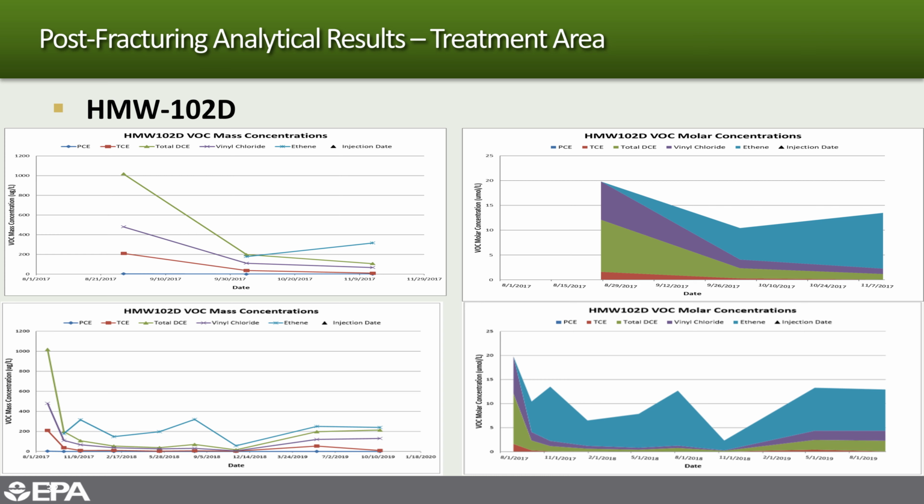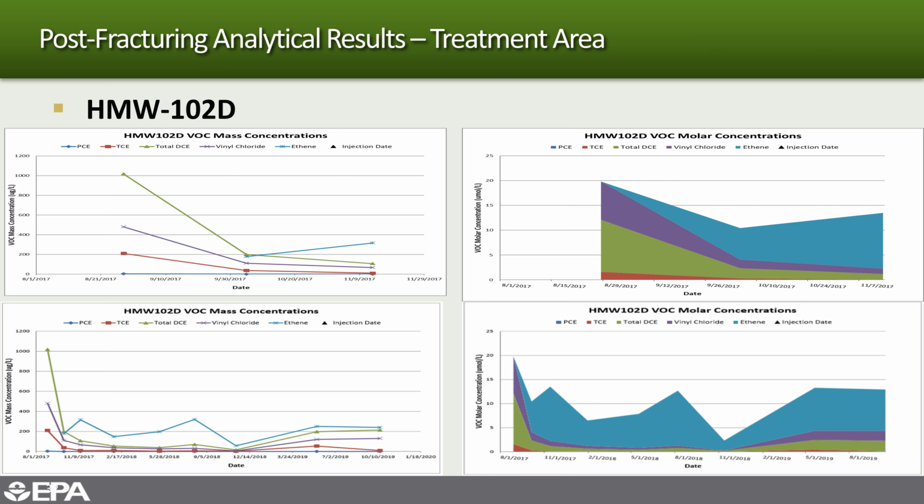Here we have a fairly similar situation, again, just a little bit down gradient in the treatment area, but at HMW102D, and we see pretty similar responses to the 2017 fracking event with big drops in many of the products, and then after the event, an increase of ethene and a continued decrease of some of the other breakdown products, DCE and vinyl chloride, and also a continued very low concentration of our main contaminant TCE. And we see that play out through a variety of efforts.